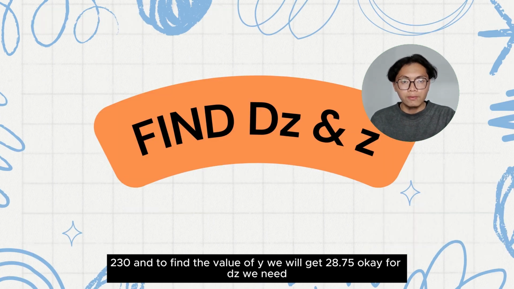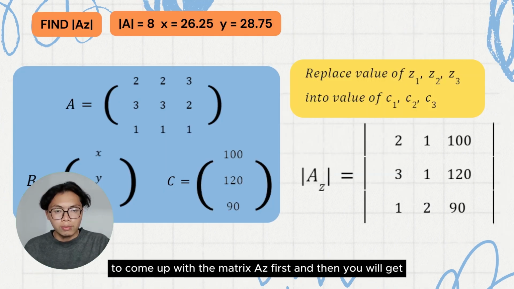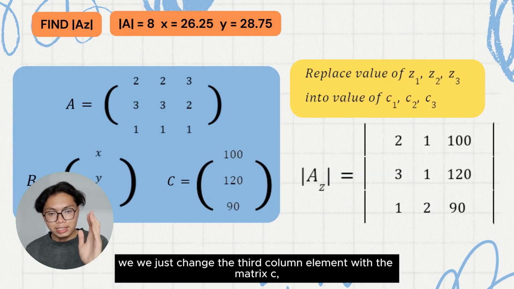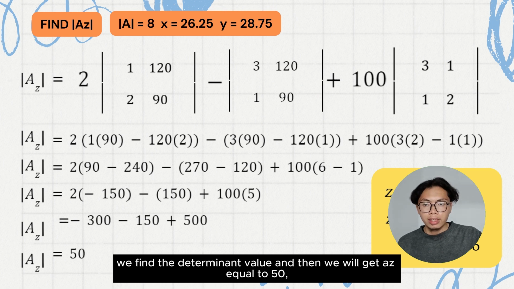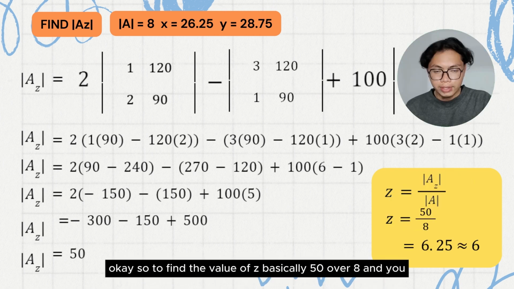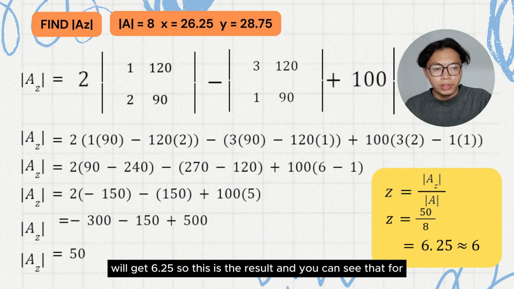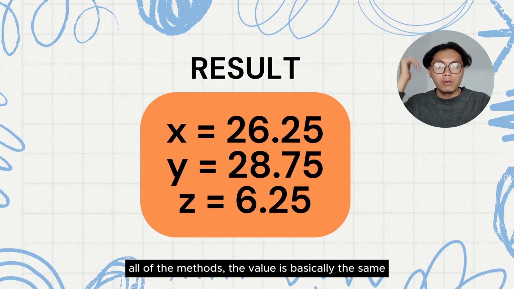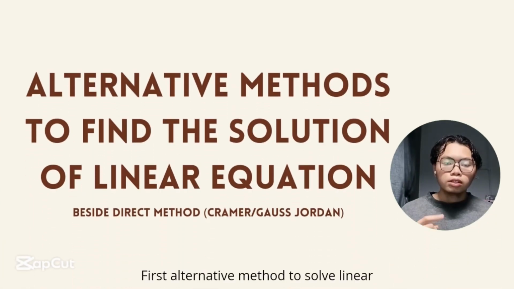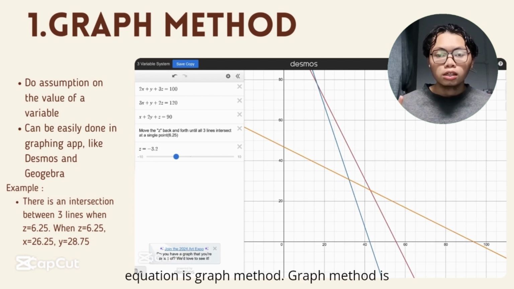Okay, for Dz, we need to come up with the matrix Az first, and then we just change the third column with the matrix C. We find the determinant value, and then we will get Az equal to 50. Okay, so to find the value of z, basically 50 over 8, and we will get 6.25. So this is the result, and you can see that for all of the methods, the values are basically the same. An alternative method to solve linear equations is the graph method.